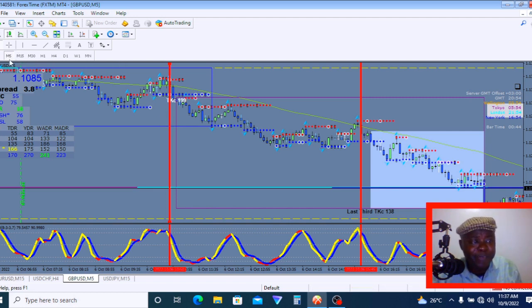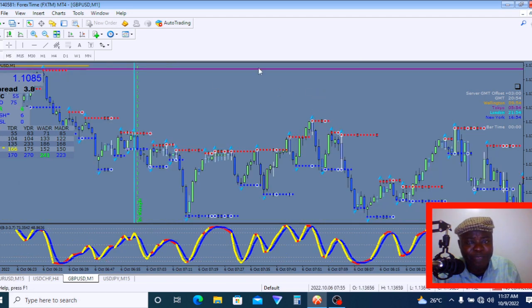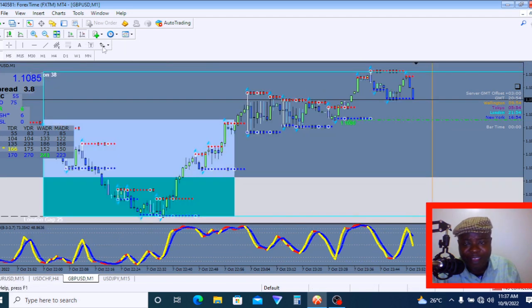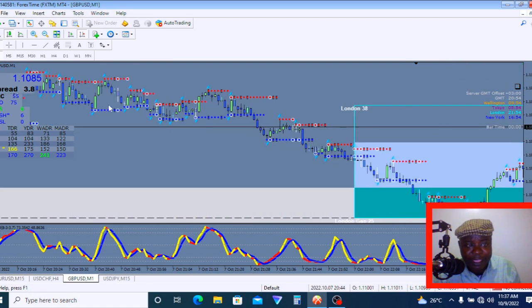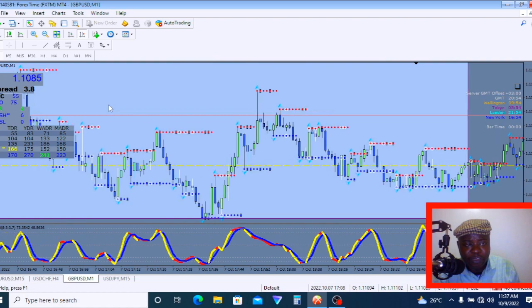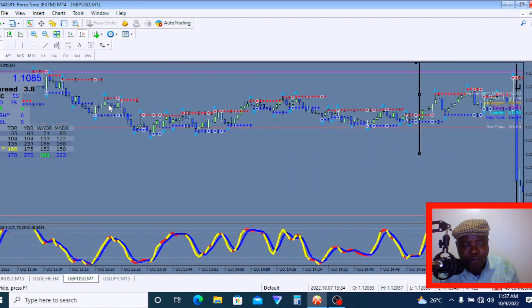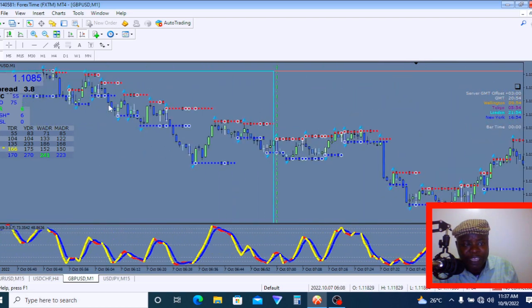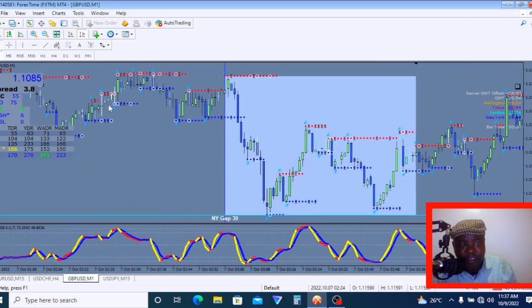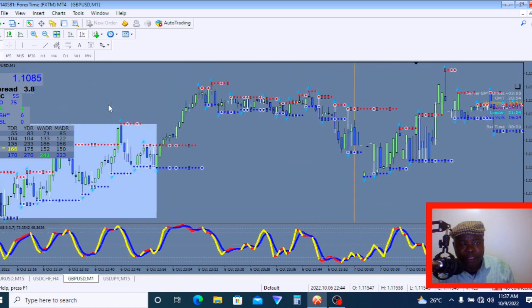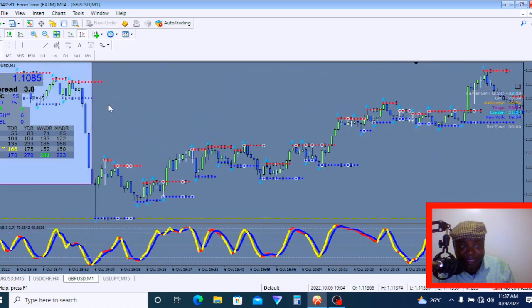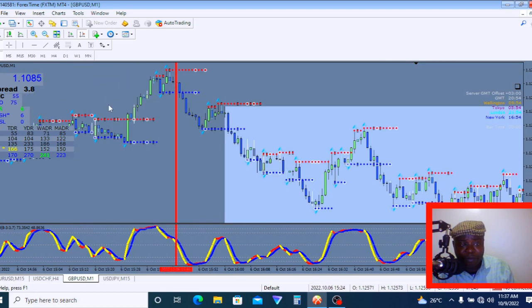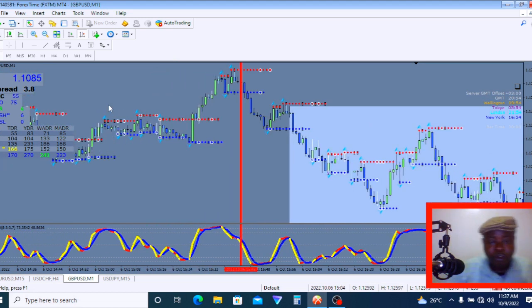So let's see if I'm going to get there from here. Let me try and see if I'm going to get that information from here. And if I couldn't get it, then we look for another area that we are going to take our trade. Let's see if we are going to get this from here. Good. Now, this is the line that I drew.